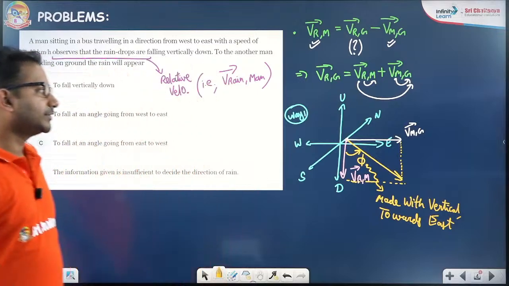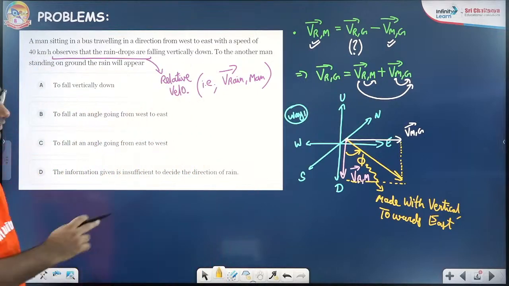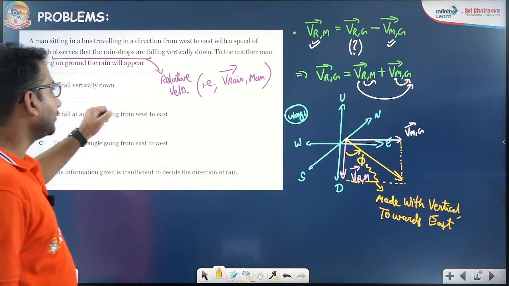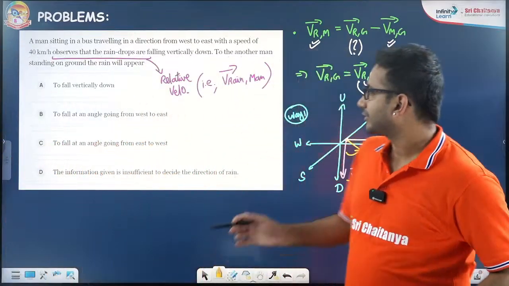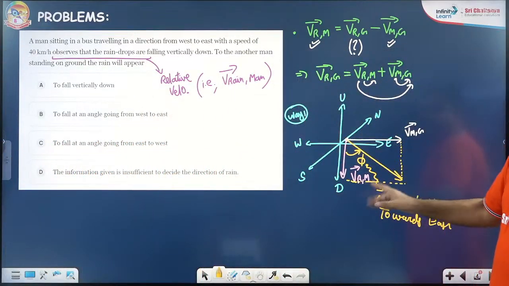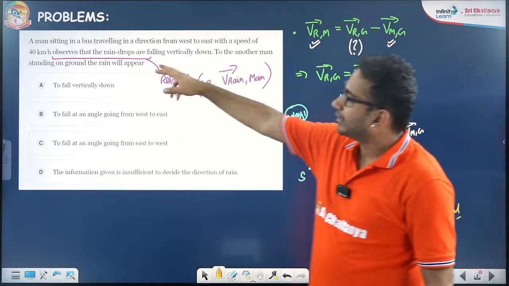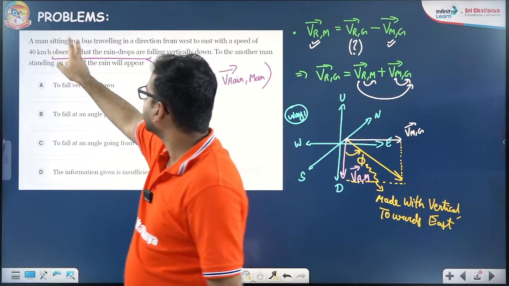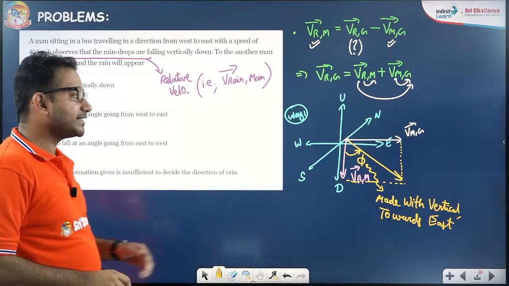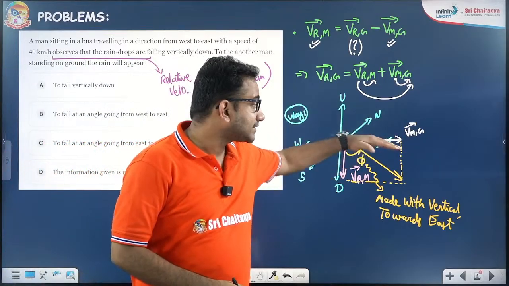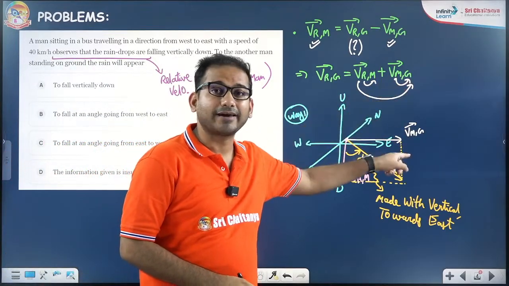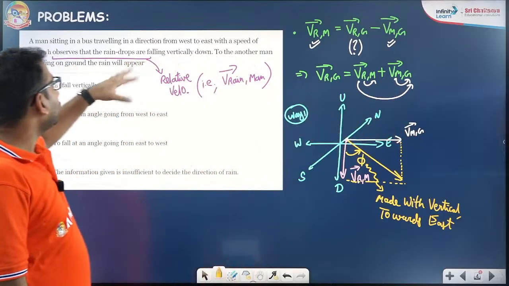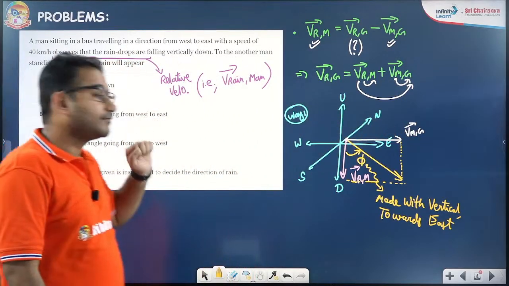Made with vertical towards east, like that. So see, diagrammatically you could directly get it. So what is that exactly? Up, down, east, west, north, south I have drawn. The bus and the man sitting in the bus both are moving from west to east. If they are moving from west to east, this is the direction of velocity of man with respect to ground. And he observes that the raindrops are falling vertically down.